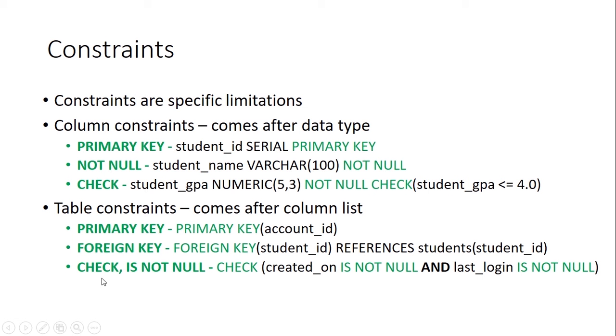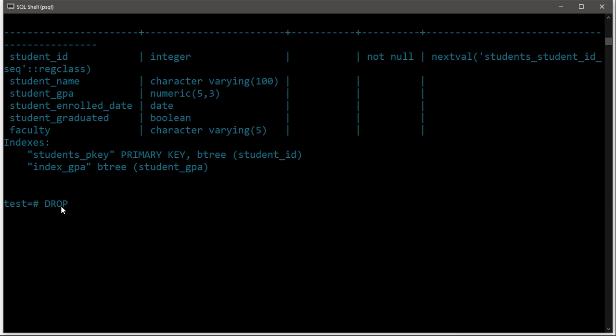Then we can also use check, but we cannot use not null, so we need to use the is not null keyword here. So when we use check, it is checking that the created on column and last login column are not null, which means when someone is creating an account or when someone has logged into an account, the software should insert these fields. Okay, let's drop our student table and then create it with not null values and check constraint.